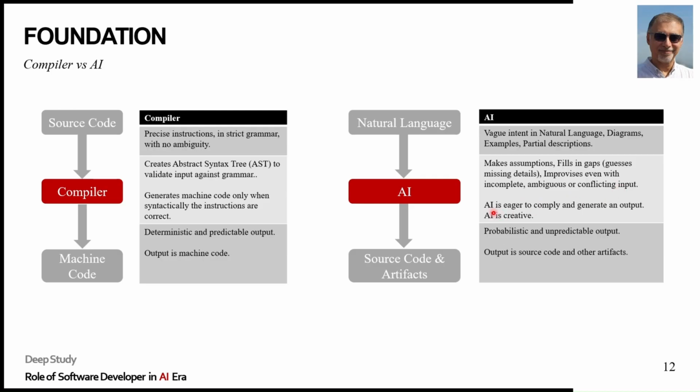It's important to note that AI is eager to comply and generate an output, and that AI is creative. AI uses probabilistic models and can produce unpredictable output. Output is the source code and other artifacts. Important to note that it fills in gaps. It makes assumptions. It generates structure and improvises. That's why AI is powerful and yet it is dangerous. It is creative but not guaranteed to be correct.